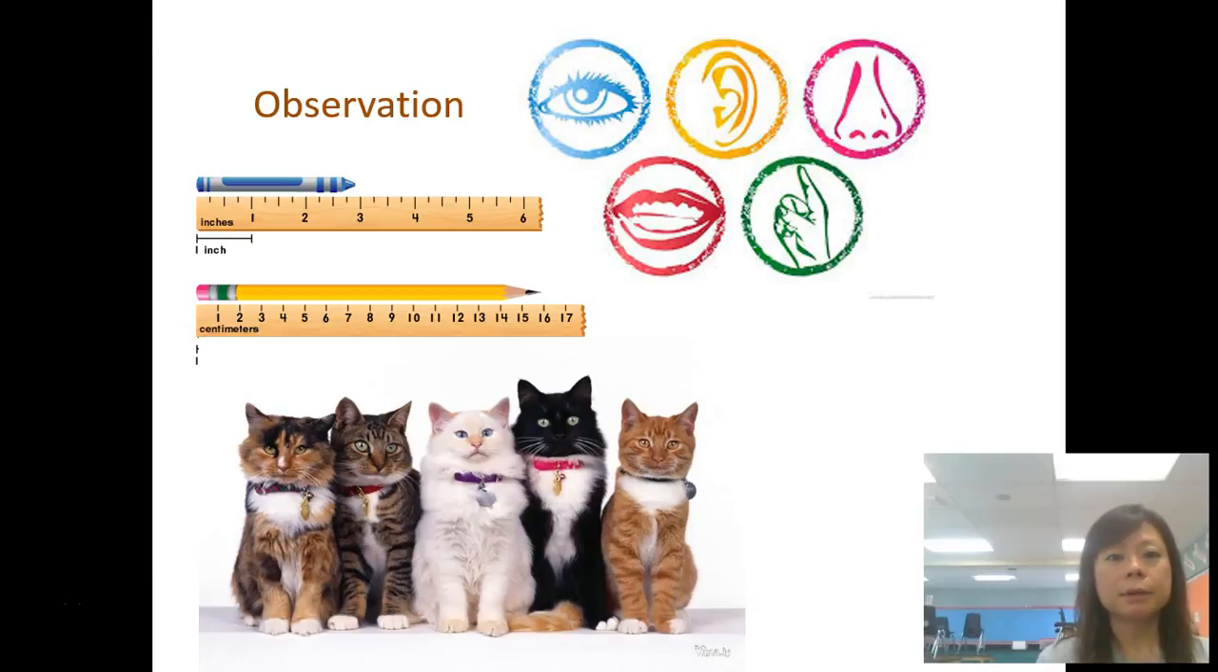Think of the word quantity or quantitative. That deals with numbers. So if you look at the very first picture, you see that the crayon is 3 inches long, the pencil is 16 centimeters long. That would be a quantitative observation. And then a qualitative observation is anything else that does not deal with numbers. For example, in the picture at the bottom, you could say that the cat in the middle is white and the cat next to the white one is black. So colors, how it smells, the cat smells stinky, or they're purring, all those other things besides numbers would be qualitative observation.